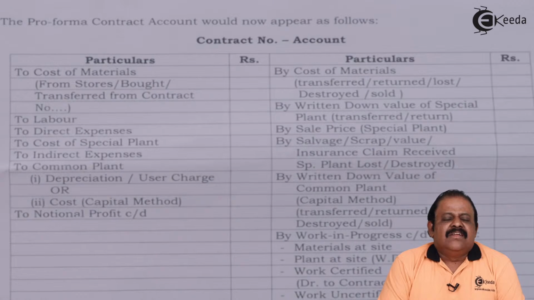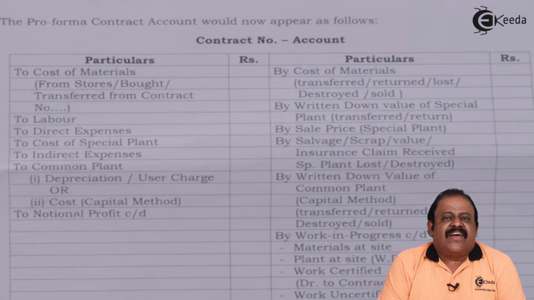It is possible that the expert has issued the work certified certificate, and then some work has been done by the contractor, so it is not included in the certification. That amount is called what? Work uncertified. The contractee pays the amount to the contractor based on the work certified.